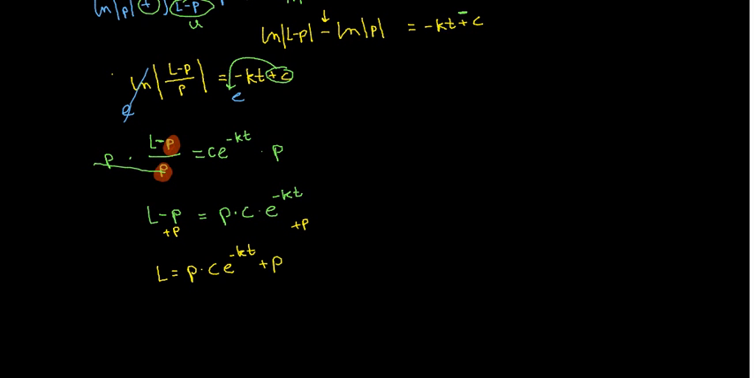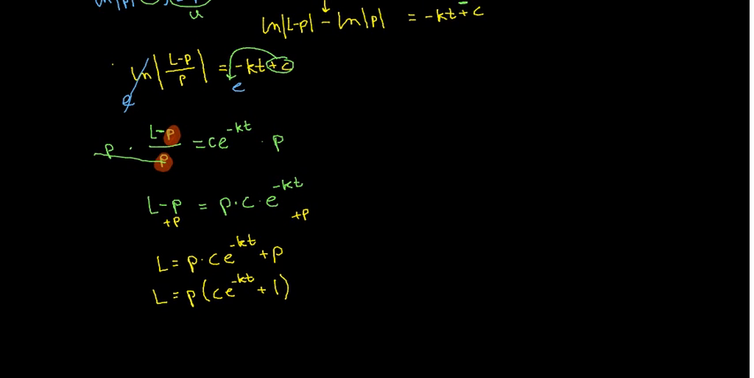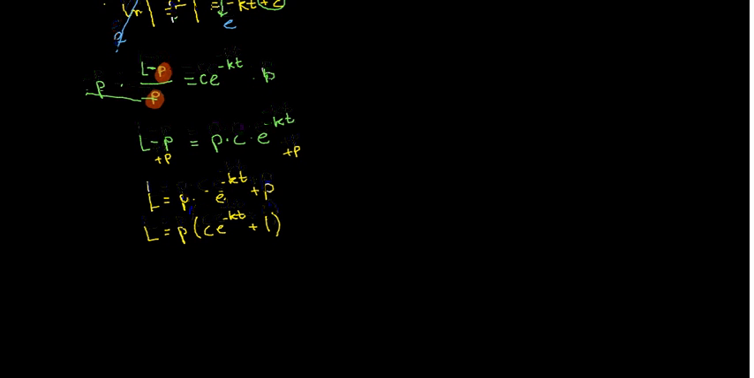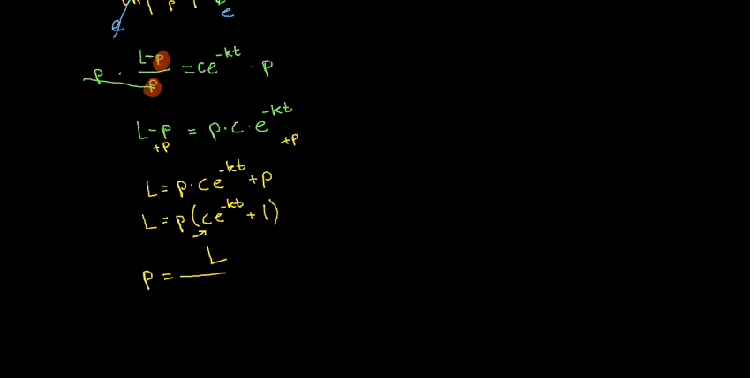Now I can factor out a P. Plus, you factor out the P, you get 1 equals L. And now we can divide both sides to get P by itself. So as you can see, we're going to divide by all of that, so that our population will then be by itself. L will be on the top, and on the bottom we're going to have c e to the negative kt plus 1.